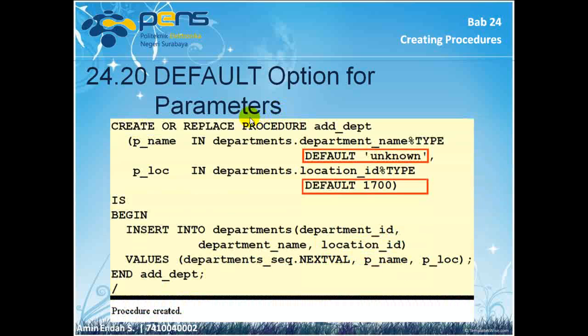Default option for parameters. Create or replace procedure add_department (pname in departments.department_name default 'unknown', plog in departments.location_id default 1700) is begin insert into departments (department_id, department_name, location_id) values (departments_seq.nextval, pname, plog); end add_department; closed by /.